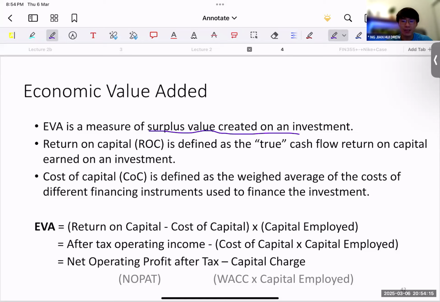This is very similar to your residual income. Residual income is ROE minus cost of equity times your book value of equity. But in this sense, we use the return on capital minus the cost of capital times your capital employed. Or you can use after tax net income minus the cost of capital times capital employed. This component here is called your capital charge, and this is your NOPAT.